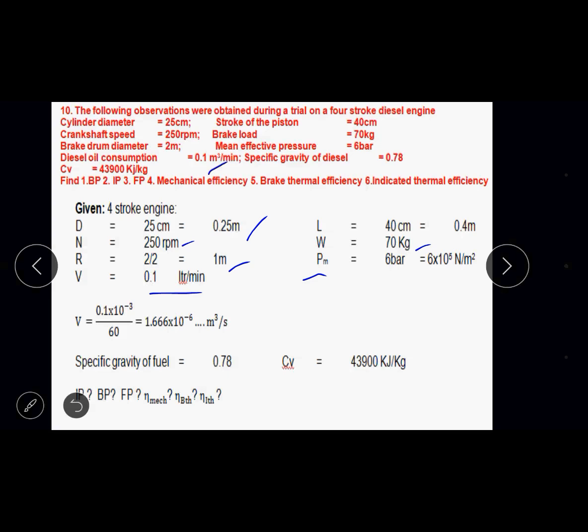So convert that liter per minute to SI unit. The SI unit is meter cube per second. 1 liter is equivalent to 10 power minus 3 meter cube. In a cubical tank of 1 meter side, you can store 1000 liters of water. So 1 liter is equivalent to 1 by 1000, that is 10 power minus 3 meter cube, or 1 meter cube is equivalent to 1000 liters.